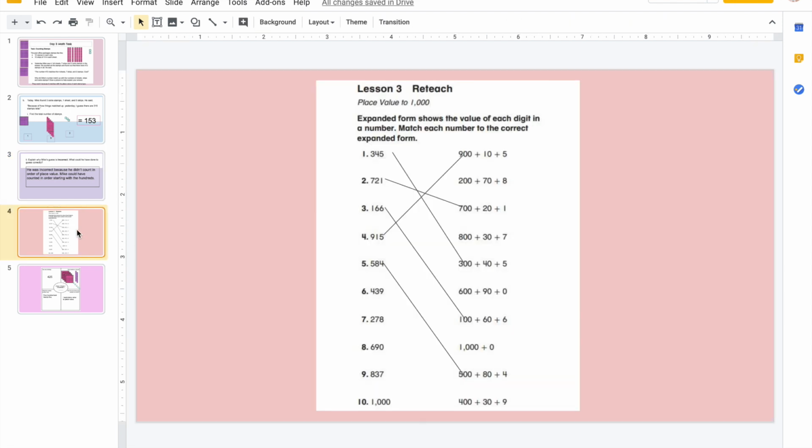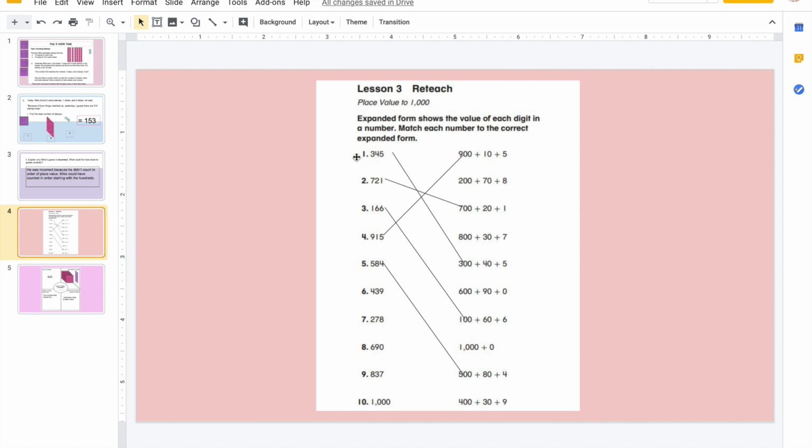Okay, and then moving on to the next worksheet. This is lesson 3. It's a reteach. So again, this is something that we've already gone over, and this is just a little bit of review for you. And we're going over place value 1 to 1,000. Just reading the directions. Expanded form shows the value of each digit in a number. Match each number to the correct expanded form.